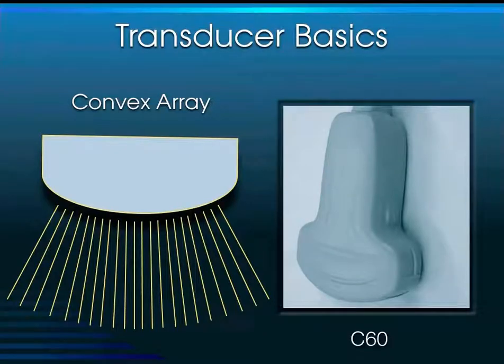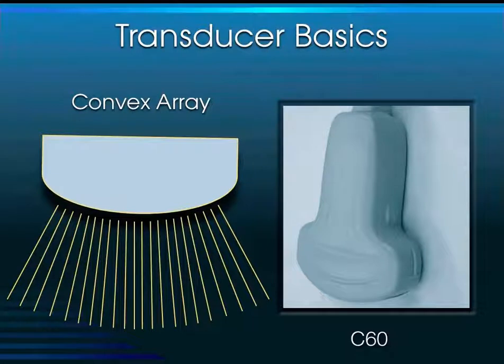Now the transducers themselves have different footprints. For example, this is the C60. C stands for convex, and 60 is the number of millimeters across its surface. Notice that anytime you're working with an array, the edges of the image splay out from one another and you lose a little bit of lateral resolution. So whenever working with an array transducer, it's important to try to center the structure you're looking at down the center of the screen, to take advantage of the fact that the scan lines are a little bit closer together.